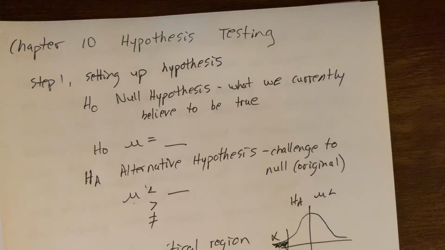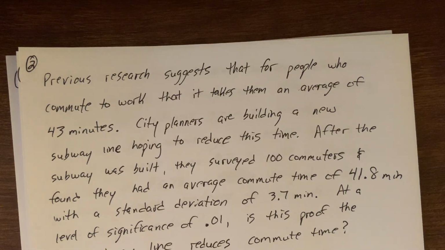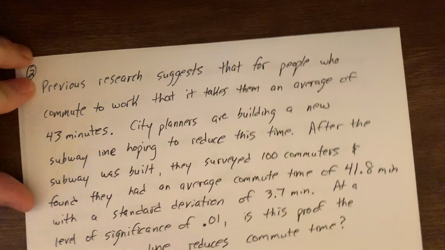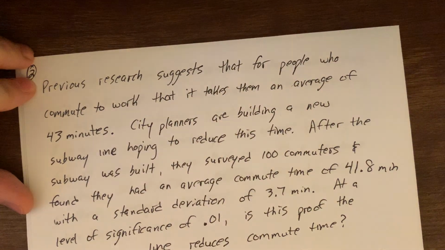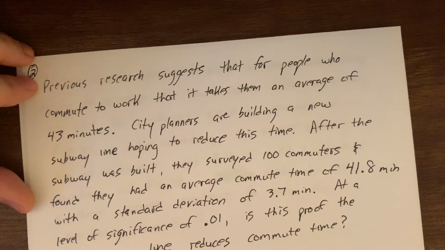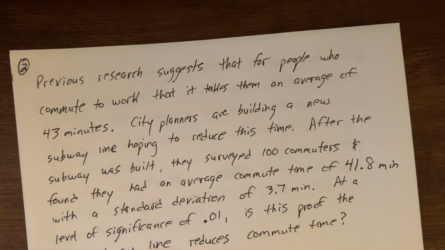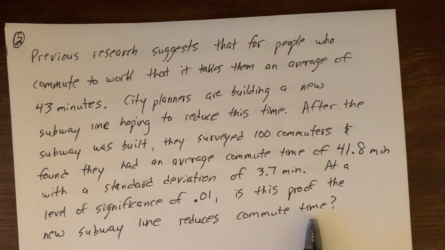Okay, so now let's start to see a full problem. I've got this whole situation laid out for us. Previous research suggests people who commute to work take an average of 43 minutes. City planners are building a new subway line hoping to reduce this time. After the subway was built, they surveyed 100 commuters and found an average commute time of 41.8 minutes with a standard deviation of 3.7 minutes. At a level of significance of 0.01, is this proof the new subway line reduces commute time?